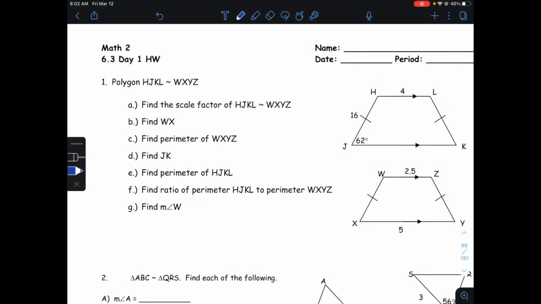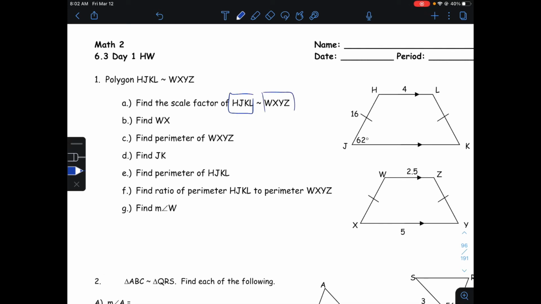Let's go ahead and turn to the 6.3 day 1 homework, and we'll go over a couple of these problems, or at least one of them. So they tell us that polygon HJKL is similar to polygon WXYZ. They want us to find the scale factor from this to this. So this is the old, this is the new, or we could say that this was the pre-image, and this is the image.